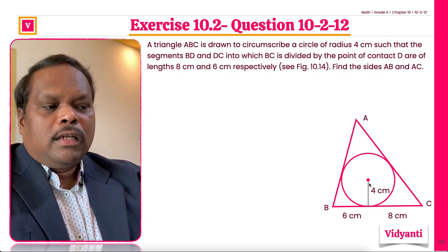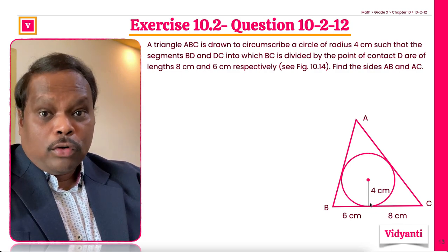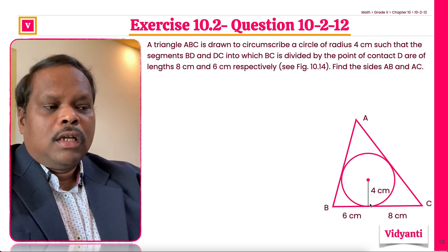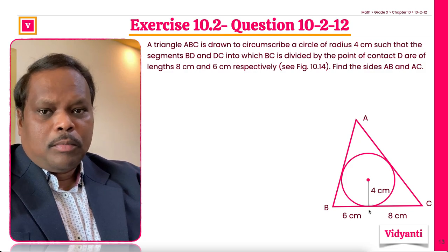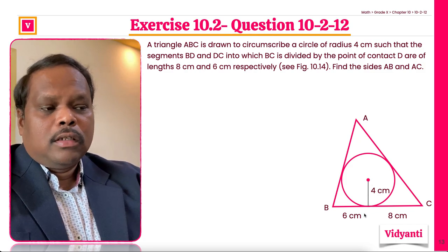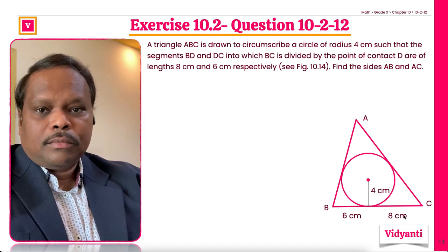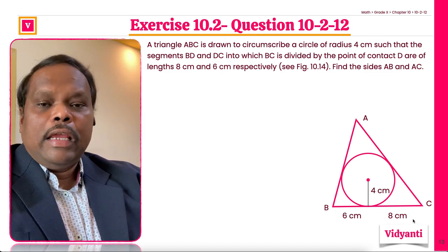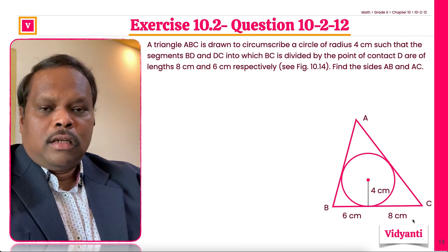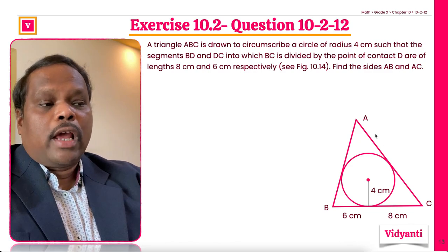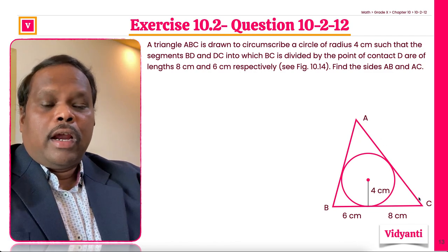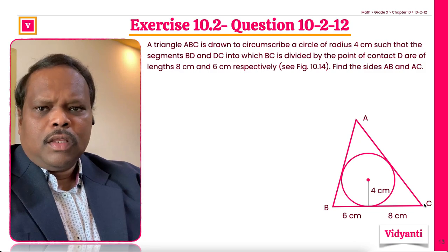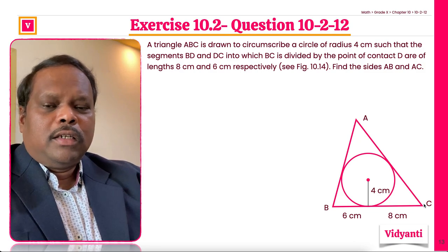Now, this circle is given of radius 4 centimeters. That's given in the question, and the point of tangency divides the tangent BC as 6 centimeters on one side and 8 centimeters on the other side. Given this information, we are supposed to calculate the lengths AB and AC respectively. Now, this is a tricky question.